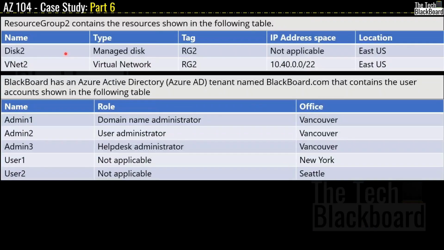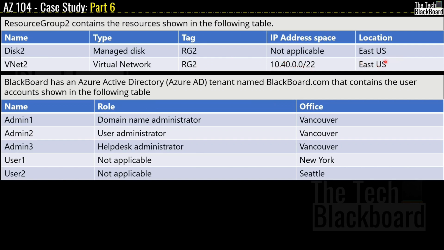Moving ahead, it says that resource group 2 contains the resources shown in the following table. Similar to the resource group 1, here also we have disk 2, which is a managed disk. Tag is RG2 and the IP address space is not applicable. Location this time is East US. Moving on, we have VNet 2, which is a virtual network. Tag is RG2 again and the IP address space is 10.40.0.0/22.